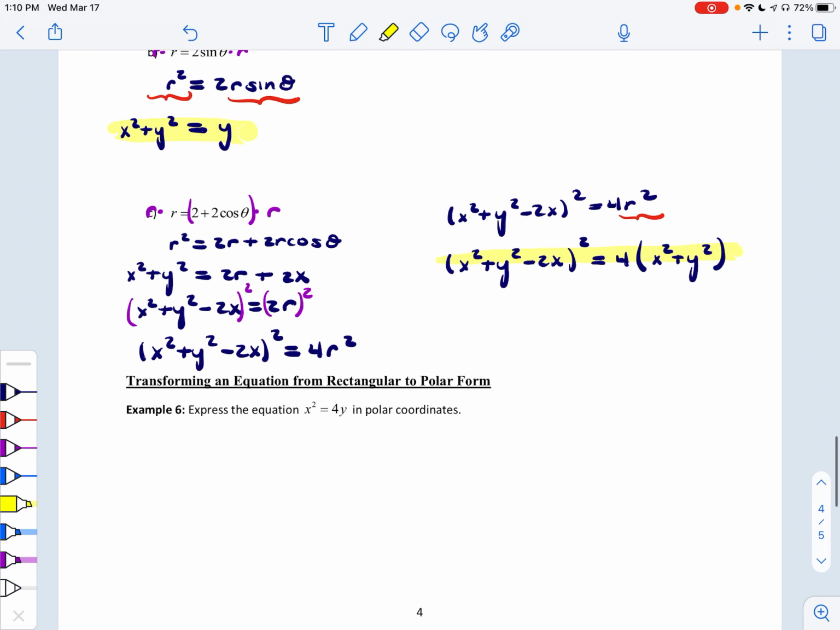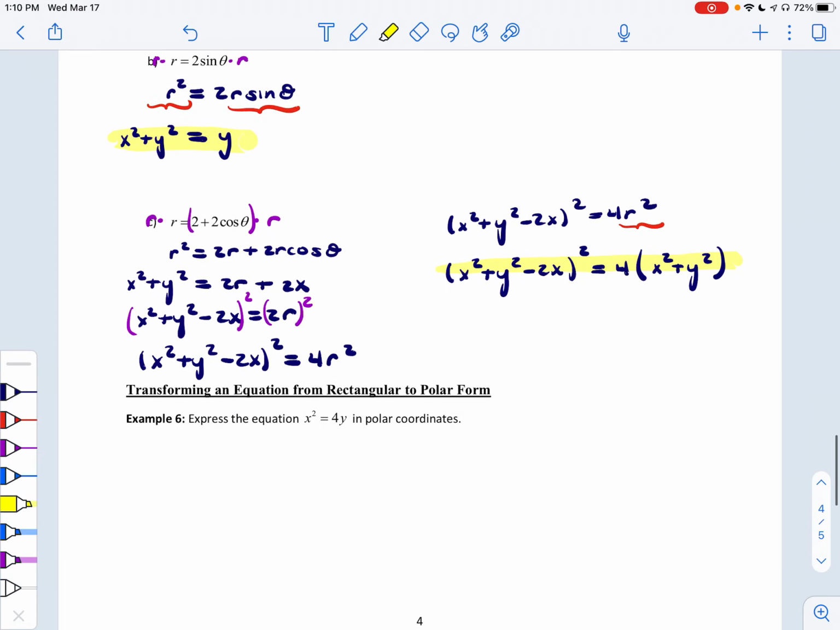Okay, they're not pretty equations, but we got the job done. We converted it from our polar coordinates and r's and thetas to our rectangular coordinates and x's and y's. So our job is done. We have our answer.